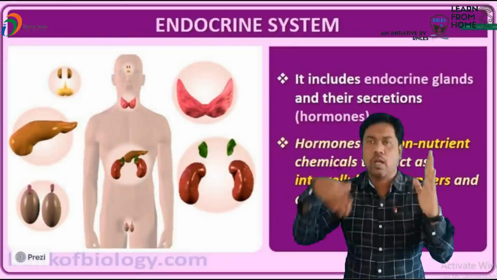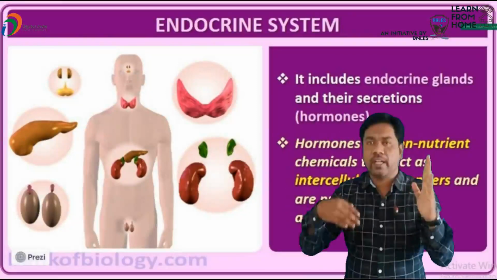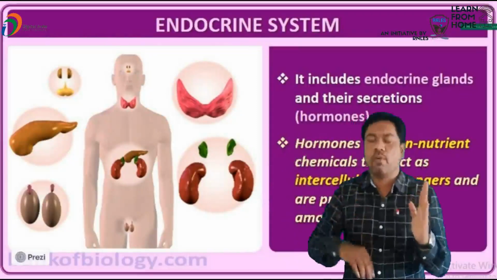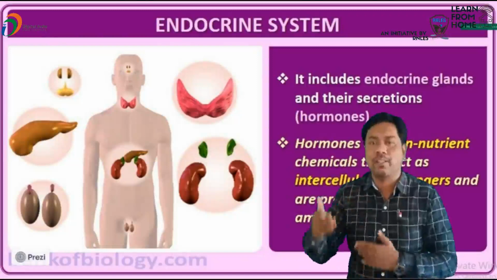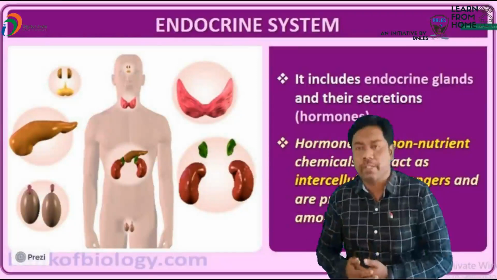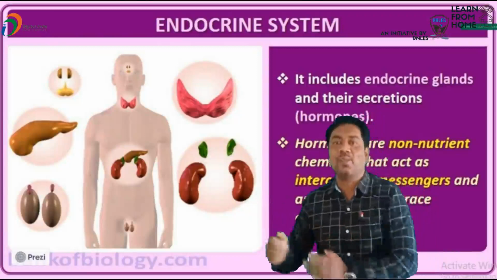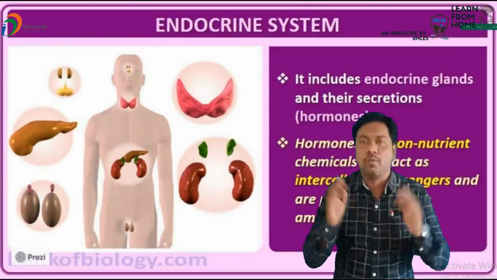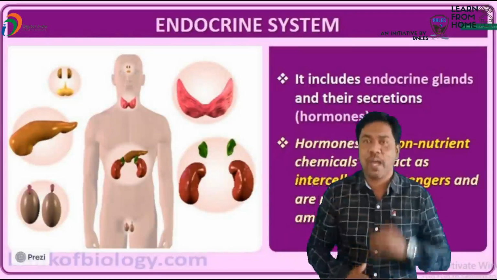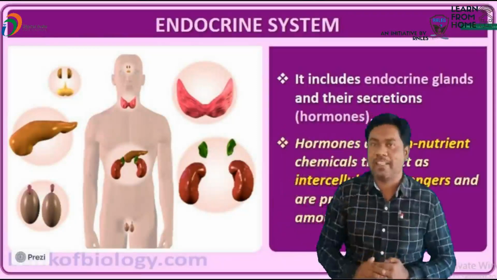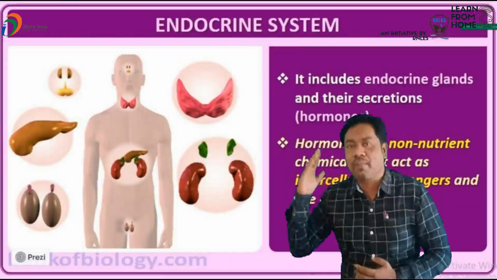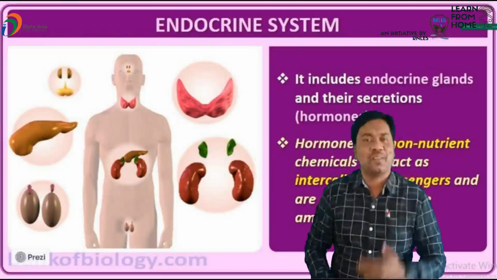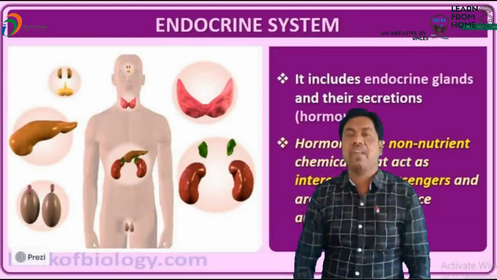The hormones are non-nutrients. They are formed from proteins, from peptides, and from lipids. This question was given in the 2004 AIPMT examination. What is the composition of hormones? Hormones are composed of proteins, peptides, and lipids. That is the composition of hormones. Since that question was given in 2004, this is very important, beta.